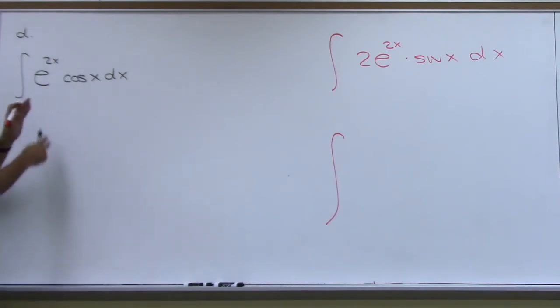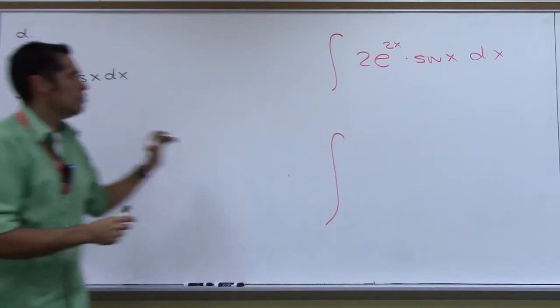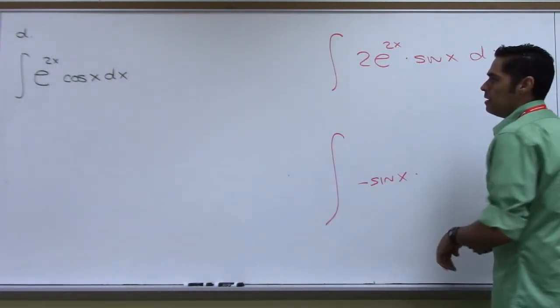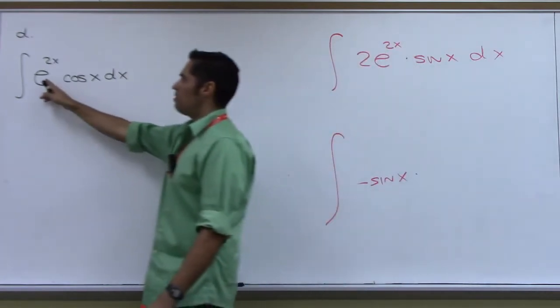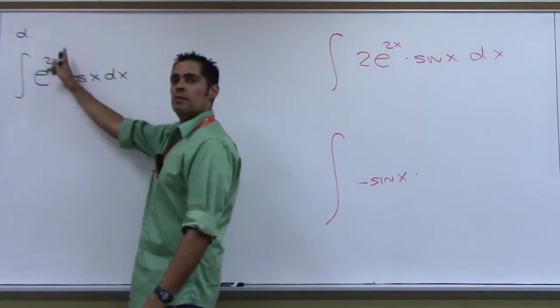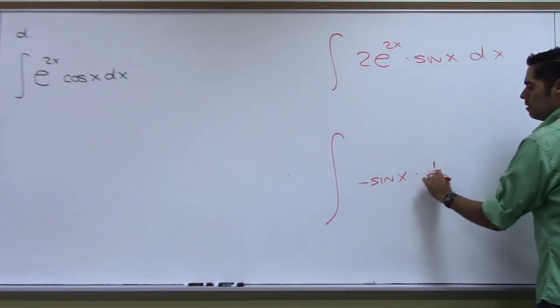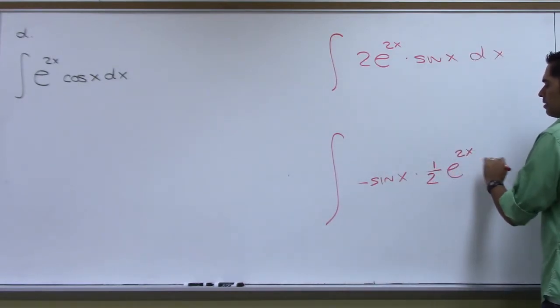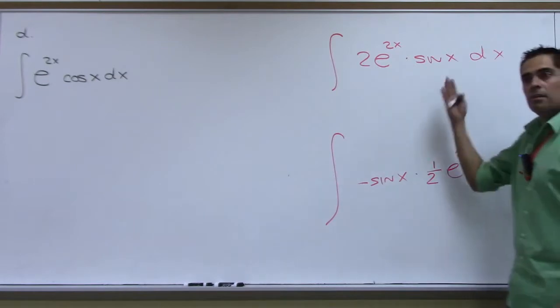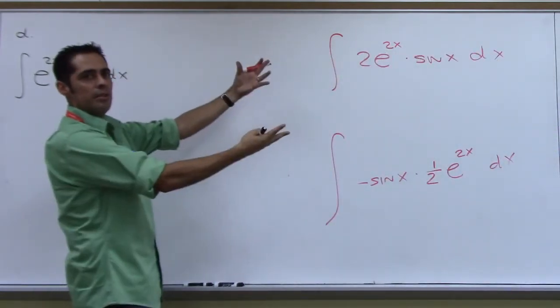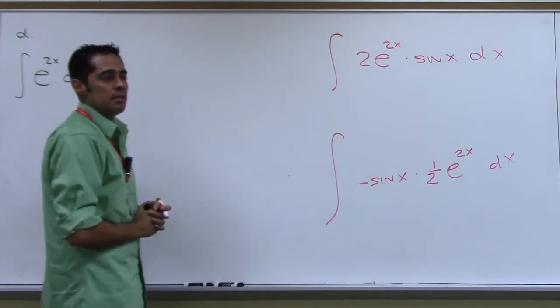Okay, let's compare that. What if we did it the other way around? Let the cosine be the u. Then what am I going to have over here? Negative sine x, and then I need to integrate this, right? Go antiderivative. So what's the antiderivative of e to the 2x? 1/2 e to the 2x dx. Understand? Those are the two things I'm foreseeing in the future here as being possible integrals.